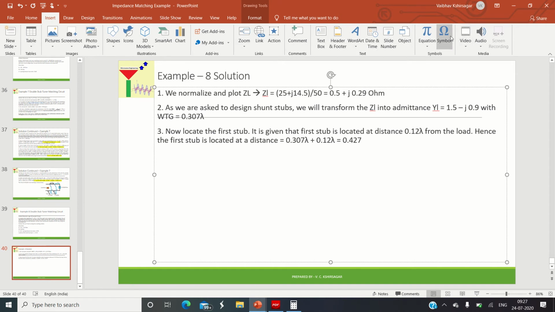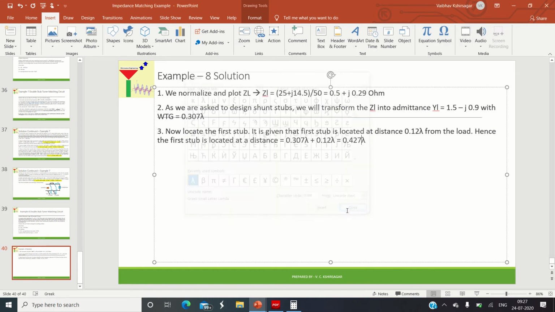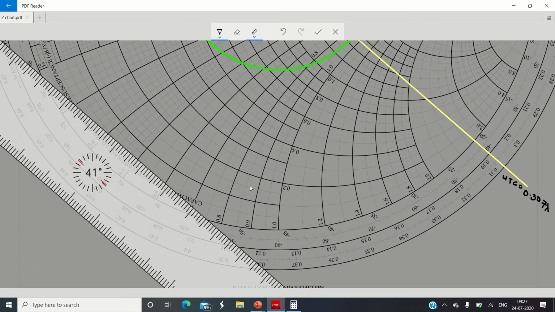0.427 lambda. Please remember this location of the first stub is less than 0.5 lambda, so we need not subtract. We are not going to subtract 0.5. Only in the case where the location of the stub exceeds 0.5 lambda do we need to subtract 0.5 lambda. So here we got the position of the first stub at 0.427 lambda. Coming back to our Smith chart again.